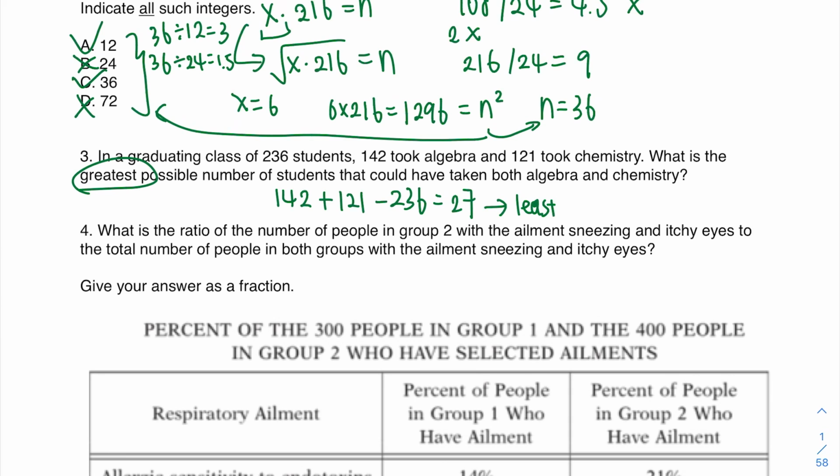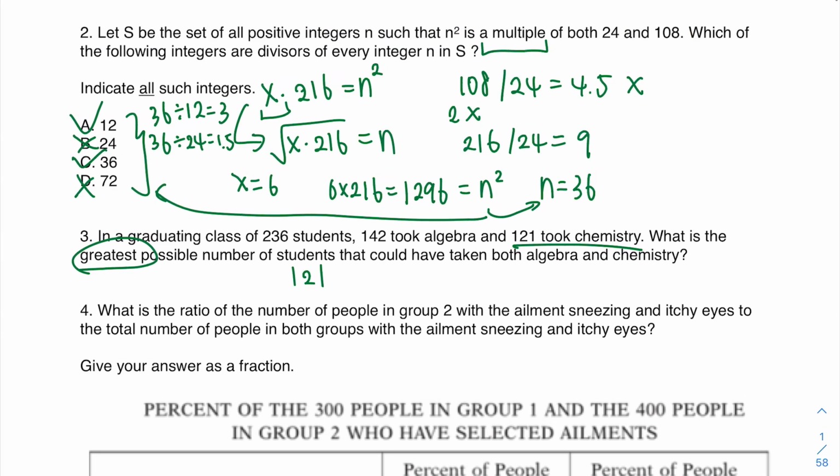But for this question, we need to find the greatest possible number. So that is wrong. So the correct answer is 121. It's just the number of the chemistry students, because 121 is less than 142. So the greatest possible number of students is 121, which means that all students who take chemistry also take algebra.